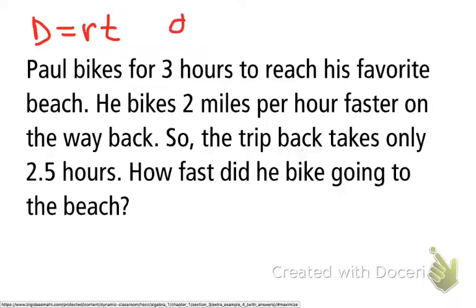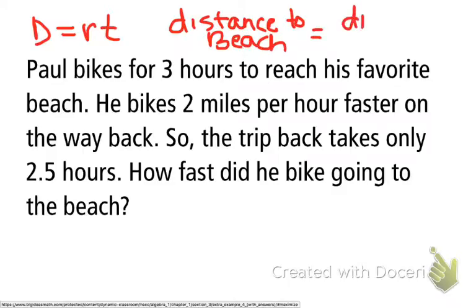So you have your distance to the beach equal to your distance back from the beach. Okay, let's say he's going home. Okay, so we'll use this rate times time.